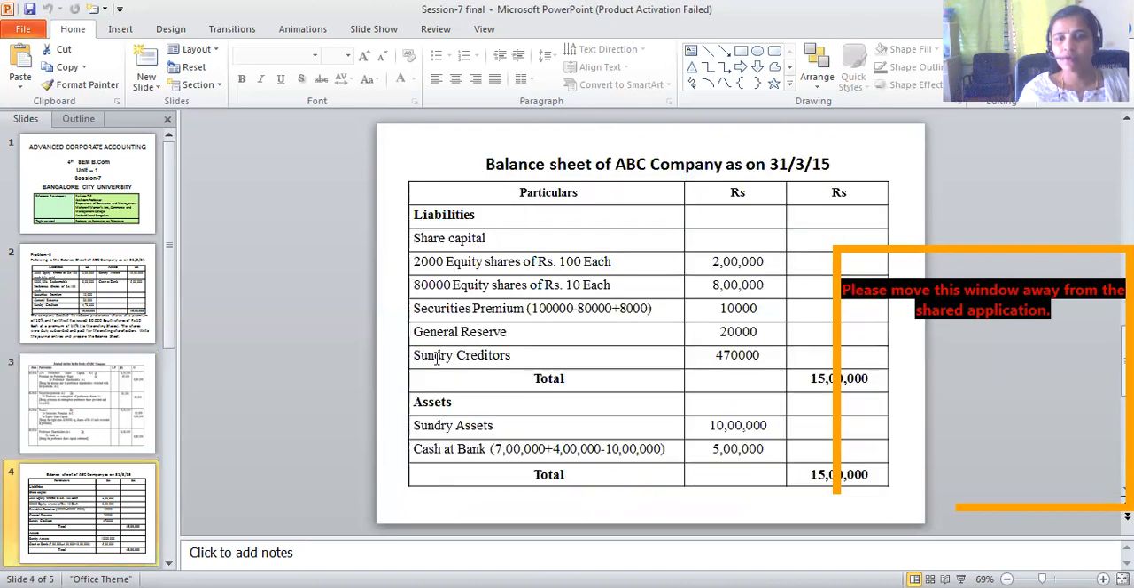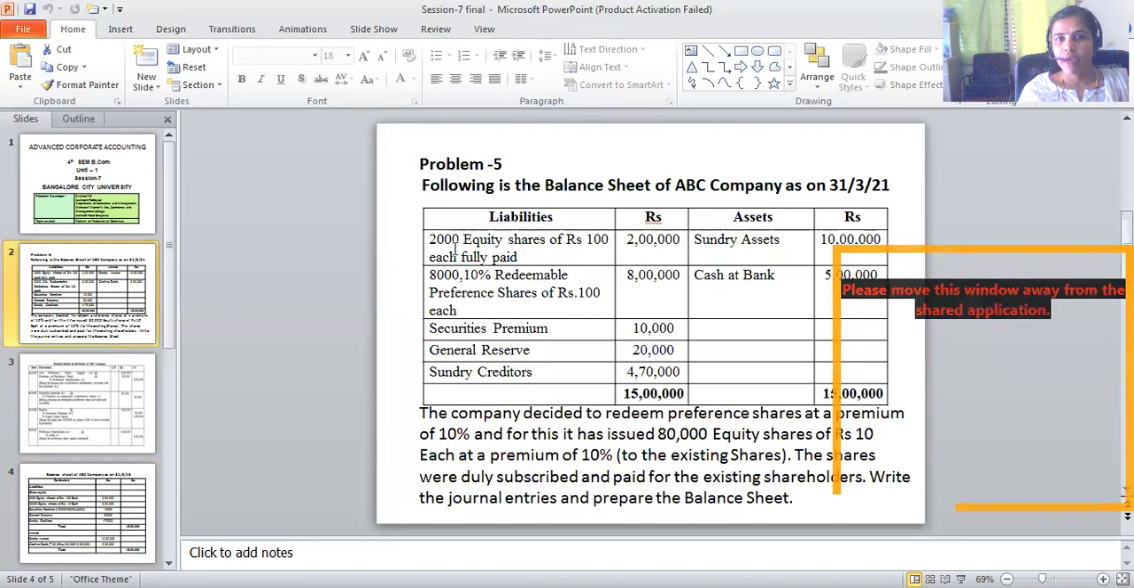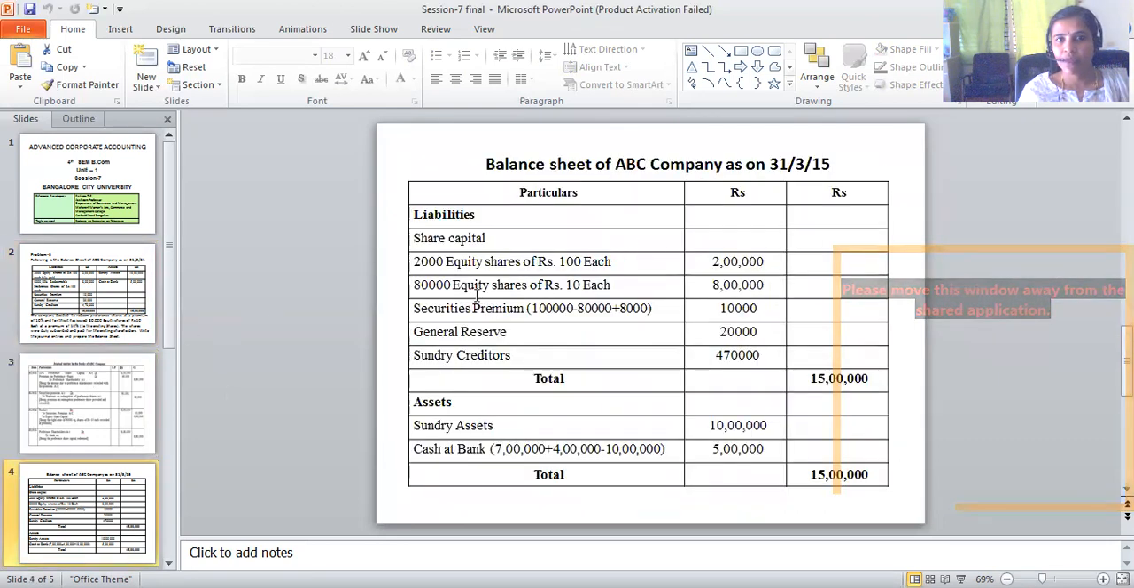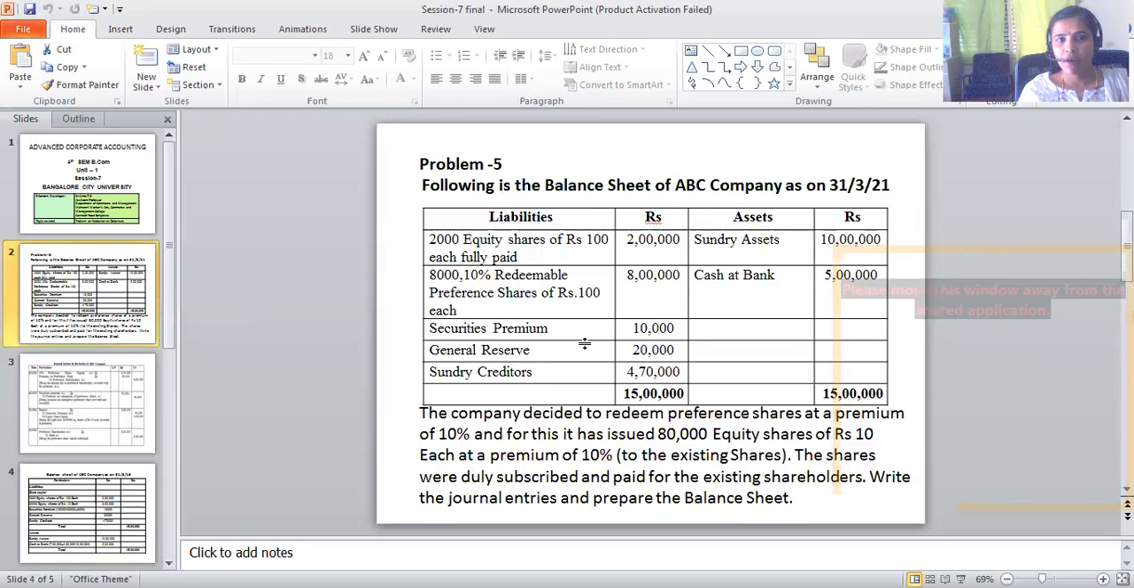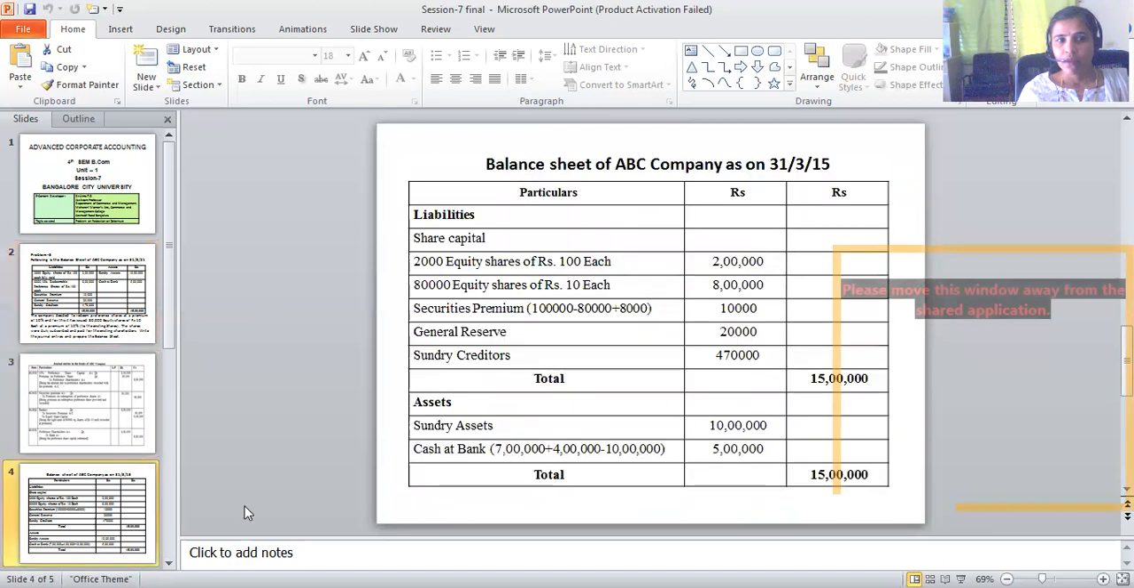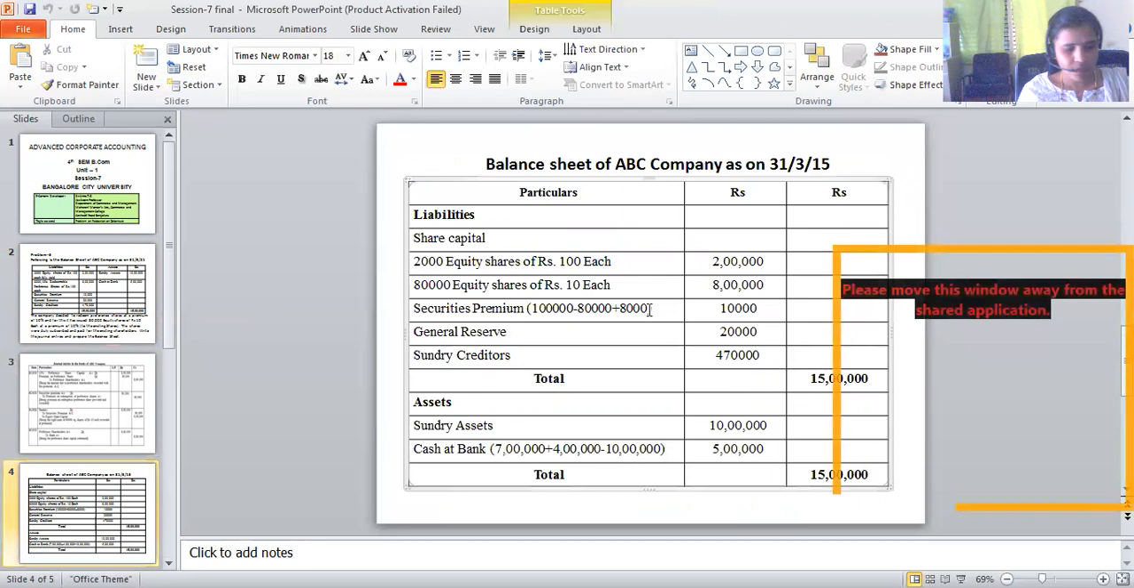Finally, let us draw the balance sheet here. When it comes to the share capital, we already had 2 lakhs equity share capital in the beginning, so that is put in here. 80,000 is the fresh issue of equity shares. For securities premium, we already had 10,000. Then 80,000 is what is going out of the business, and 80,000 is what is received by the fresh issue of equity shares at the premium. So finally, we are left with 10,000. This is not 1 lakh, this is 10,000.